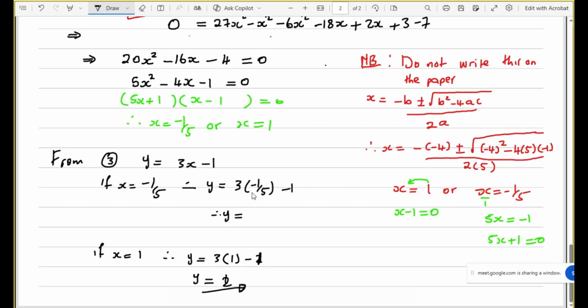What do you get on your calculator? What do you guys get? Negative 8 over 5. Thank you very much. I really appreciate you, man. Much appreciated. Right, and that's it for simultaneous.